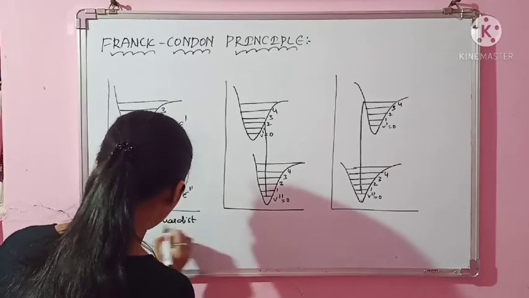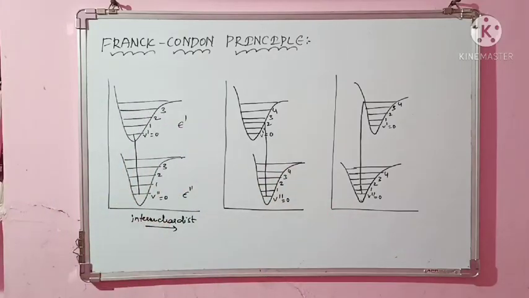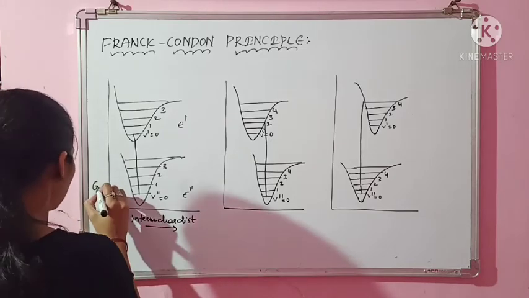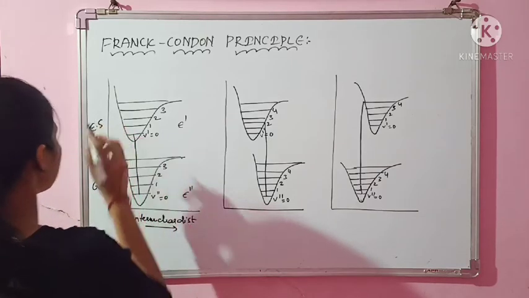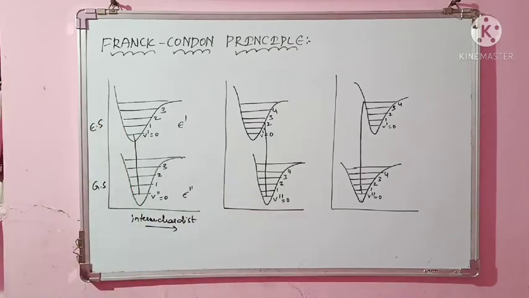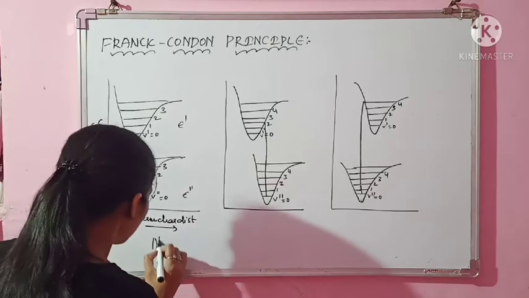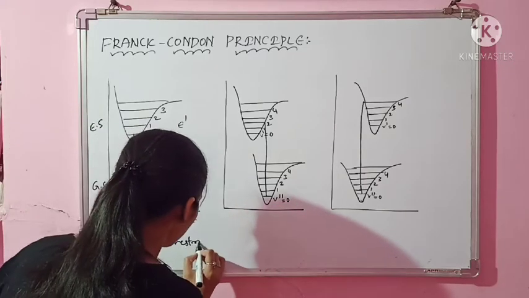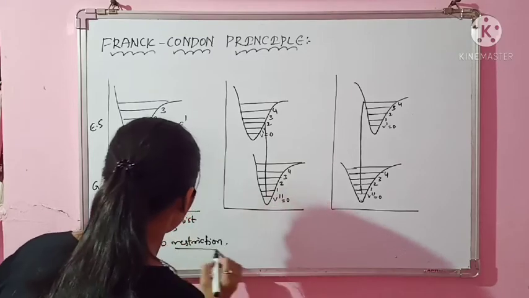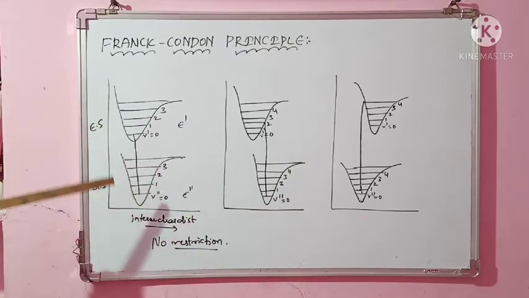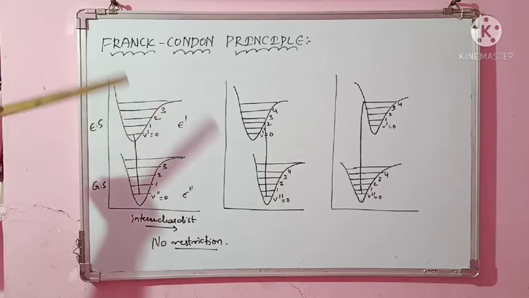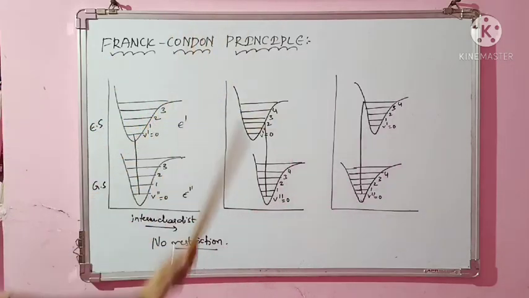So here I have drawn the three possible figures. Let me explain one by one. Here this will be the ground state, and this is the excited state. One more thing you have to remember is that in electronic spectroscopy there are no restrictions for the excitations. Any excitation might take place, from 0 to 1, 0 to 2, 0 to 3. There is no restriction. This you should know.